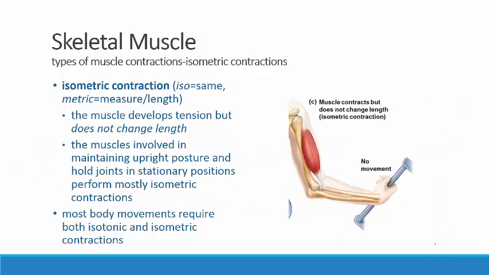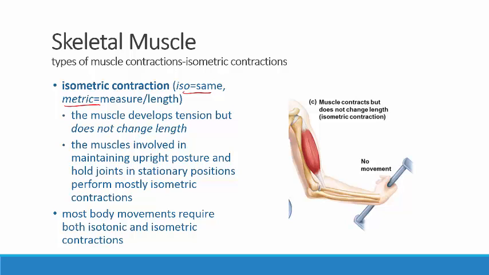In isometric contractions, iso again means same. Metric is now about measuring, the length in this case of the muscle. So now the muscle develops tension, but we do not change the muscle length. So you don't see movement with isometric contractions. You only generate tension, but no movement. If you place your elbows into a flexed state, and then tense up your muscles really hard, you're doing isometric contractions.